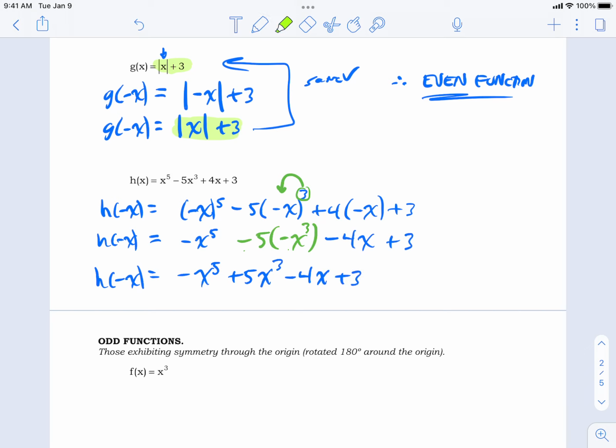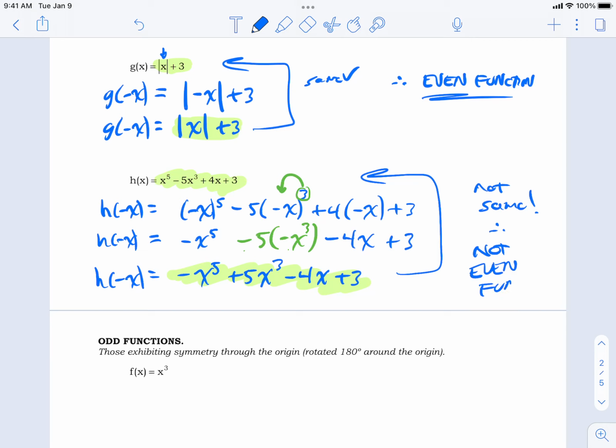So what I've got to do now is take this result and compare it to what I started with and say, are those the same? Those are not the same. Not the same, therefore we have actually proven that it is not an even function.